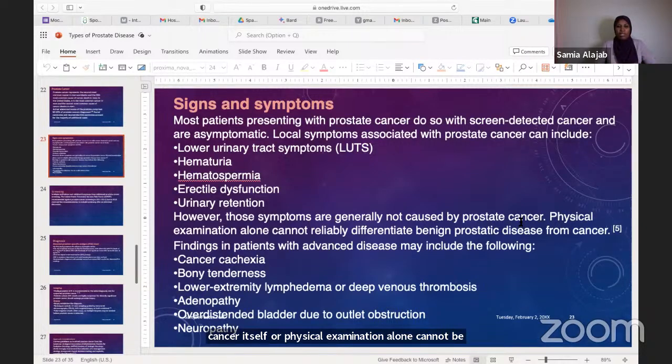But findings in patients with advanced disease may include cancer cachexia, bone tenderness if there is metastasis to the bone, lower extremity lymphedema or deep venous thrombosis, adenopathy, an overdistended bladder due to outlet obstruction, and also neuropathy.